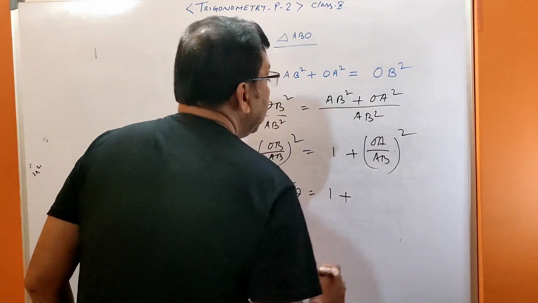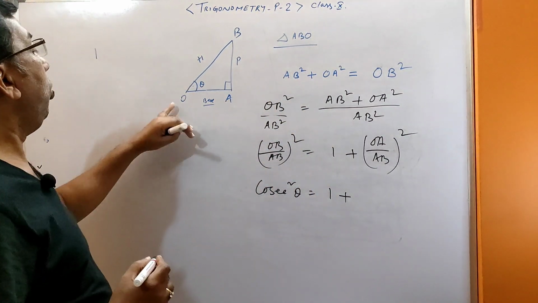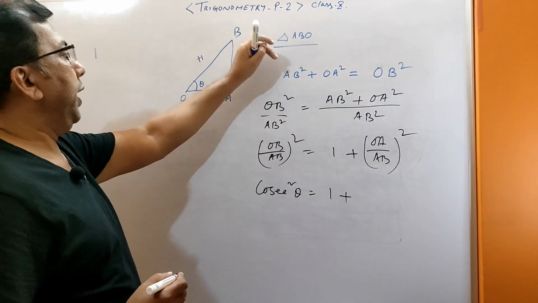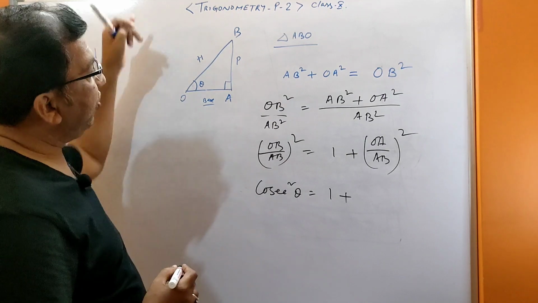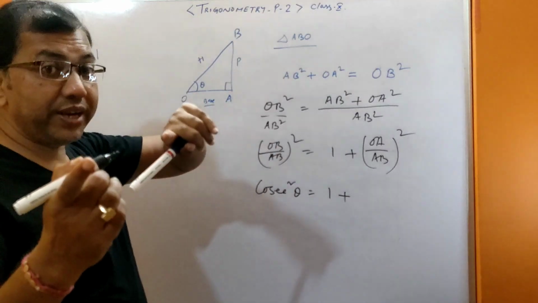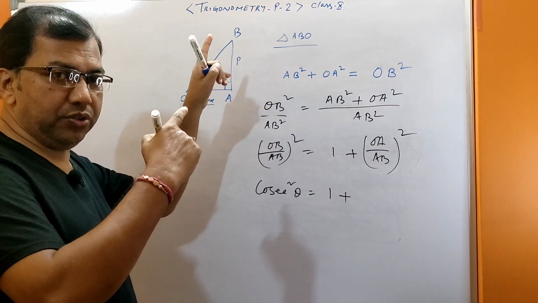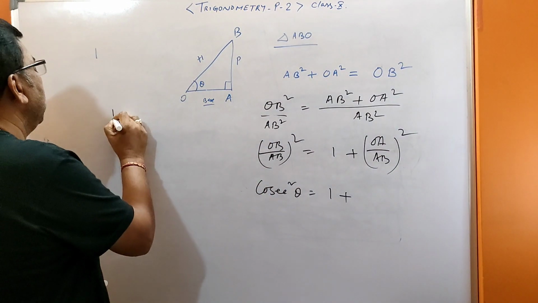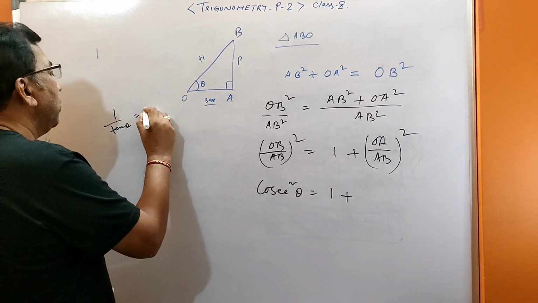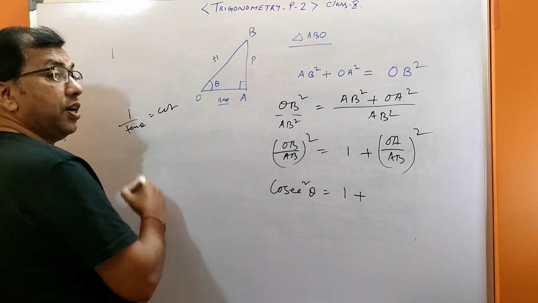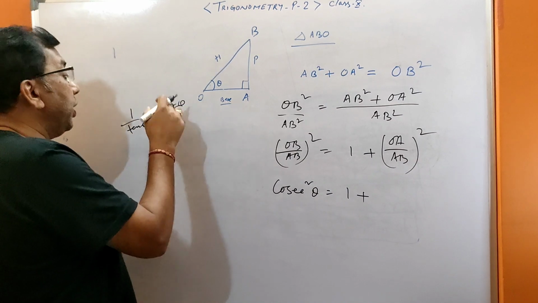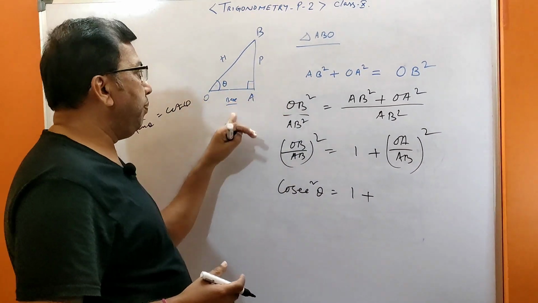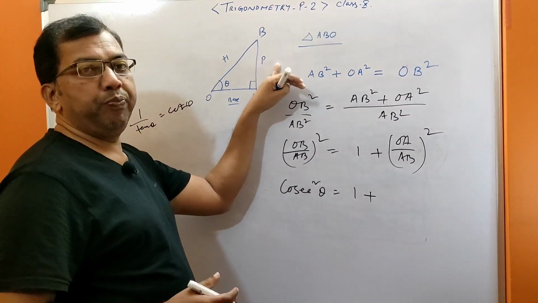1 plus OA by AB. What we got? AB by OA is tan, the reverse of tan. What is the reciprocal of tan? Yesterday I gave the relation: 1 by tan theta equals cot theta. So the reciprocal of cot is tan and the reciprocal of tan is cot. P by B equals tan, so B by P is cot.